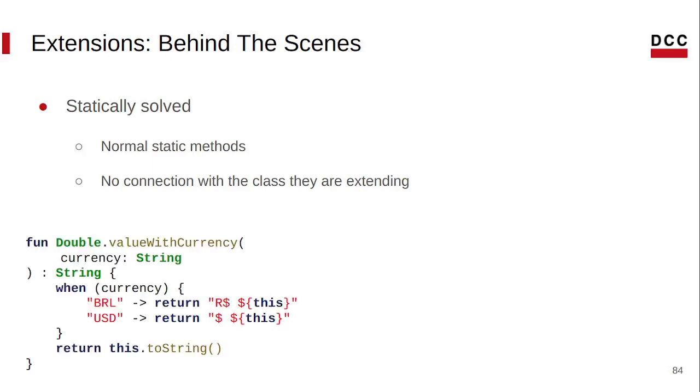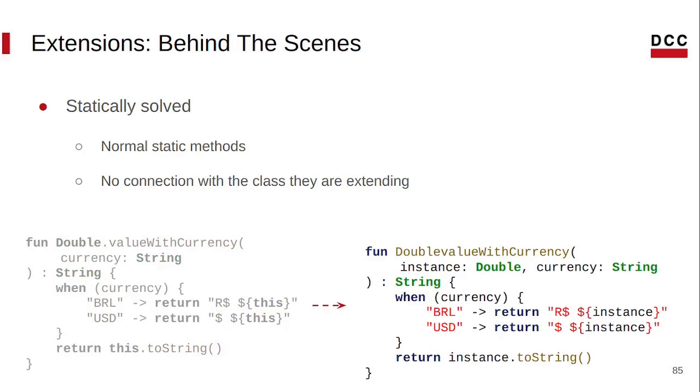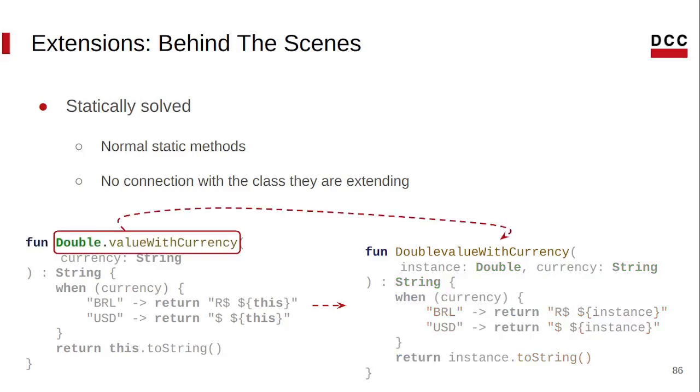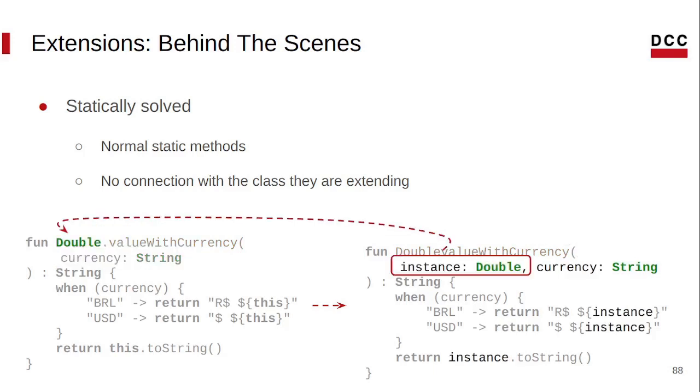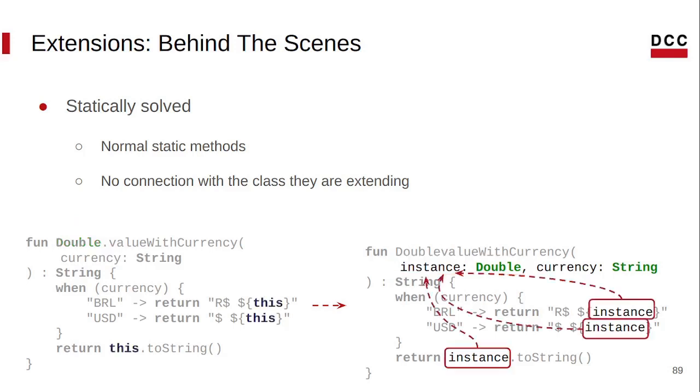Here is the extension function that we created earlier. This extension function will be transformed into this static function on the right. We keep the same signature as the original extension function, but without the dot. We also keep the parameters of the original function. The class for which we created the extension function will be transformed into a parameter of the static method. This parameter will have the same type as the class. And note that all these this keywords will be replaced by the use of the instance parameter.